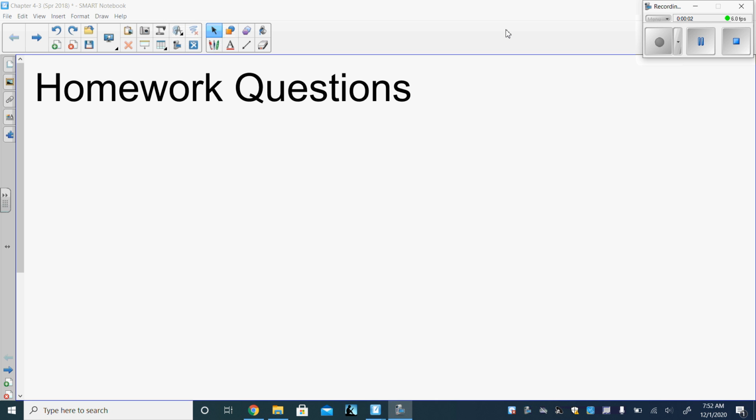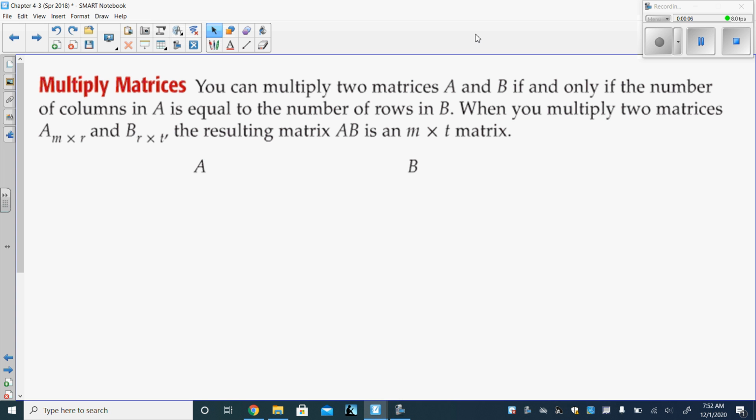All right, guys, so we're continuing on with chapter 4, 4.3. Matrices, multiplying matrices is what we're going to talk about today. Now, you can multiply two matrices together, A and B, if and only if the number of columns in A is equal to the number of rows in B. The resulting matrix, if we can multiply them, will be M times T.